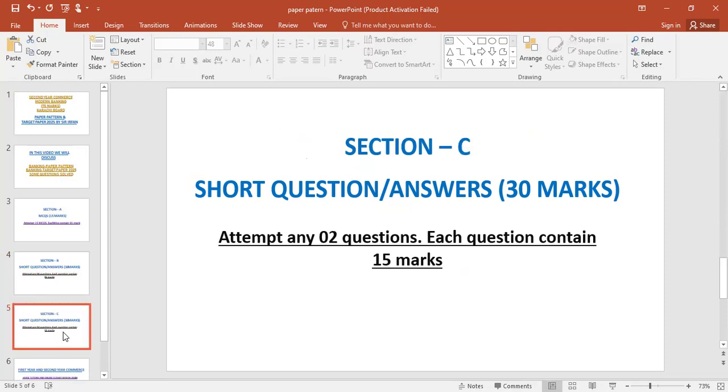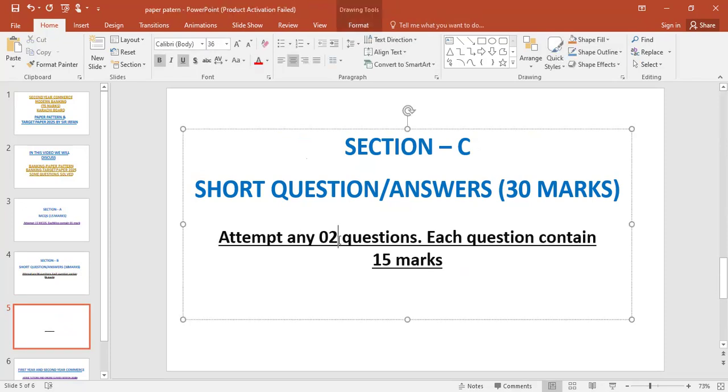Then we have section C, which is descriptive questions. You have to attempt only 2 questions, and each question consists of 15 marks. So you have to write in detail because this third section consists of 30 marks, and you have to write in a descriptive way. At least 4 to 5 pages.